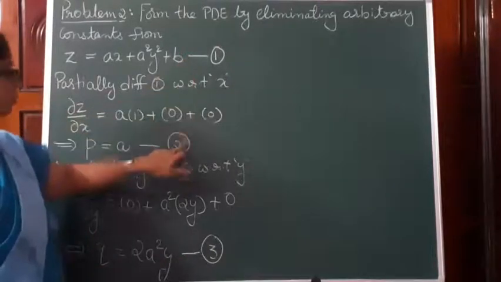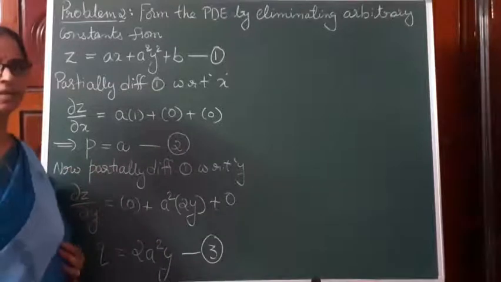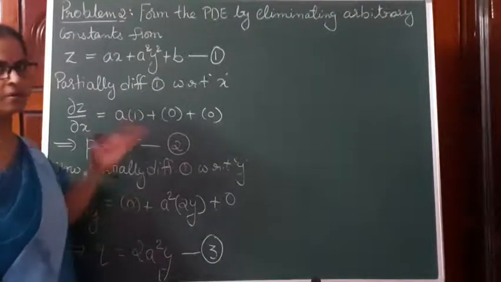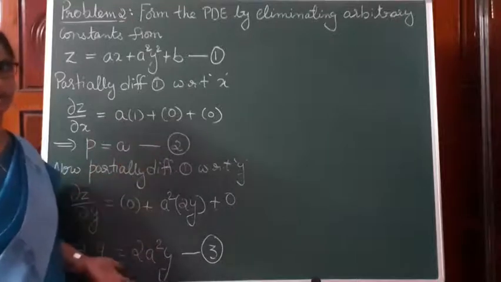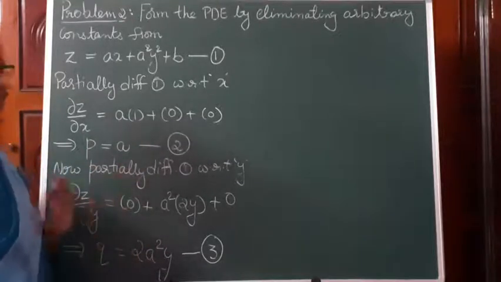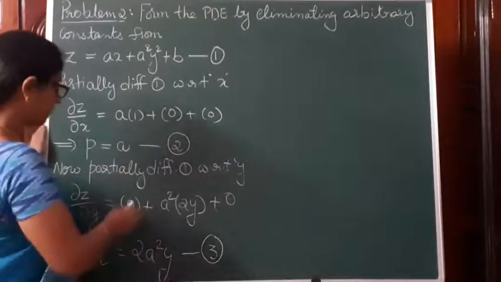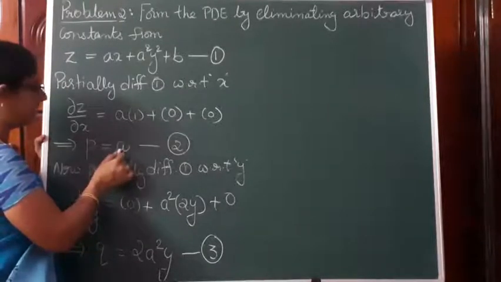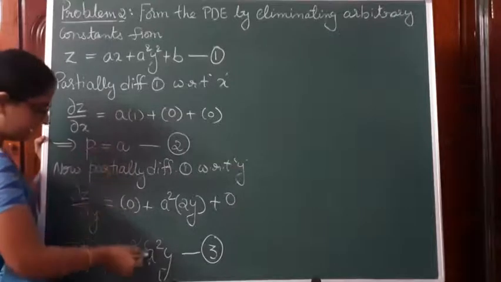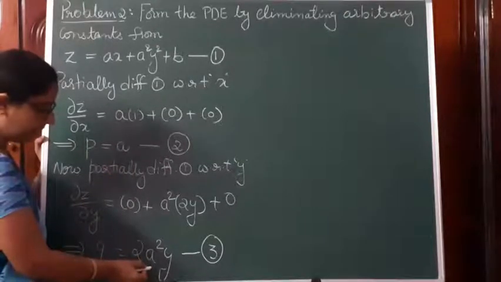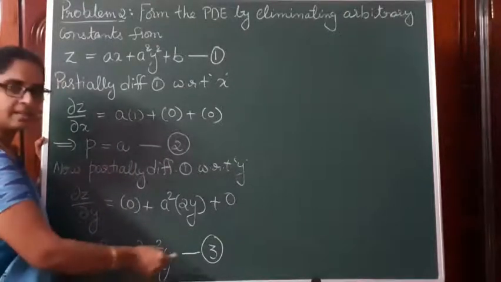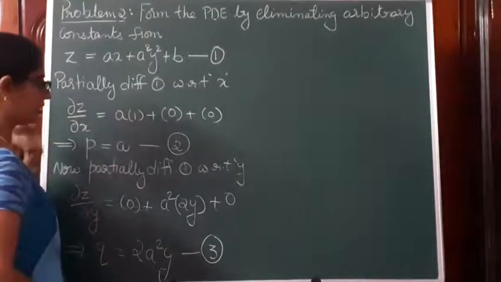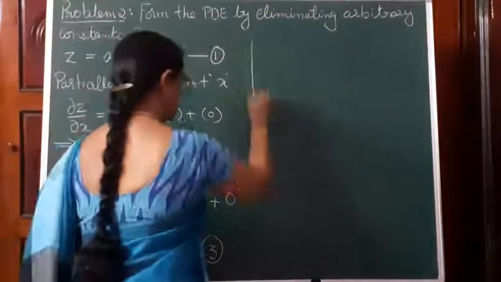Now from 1, 2 and 3 we have to eliminate the constants a and b, either by substitution or by division or by equating the equations, by any method. Now if you look here, we have p is equal to a, or a is equal to p. The value of a is p. Now if we substitute the value of a in equation 3, the constants are eliminated. There is no b here, so constants are eliminated. So what are we going to do here? Substitute 2 in 3.